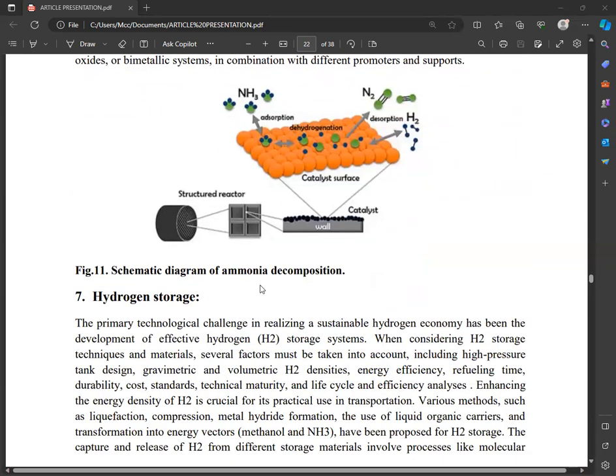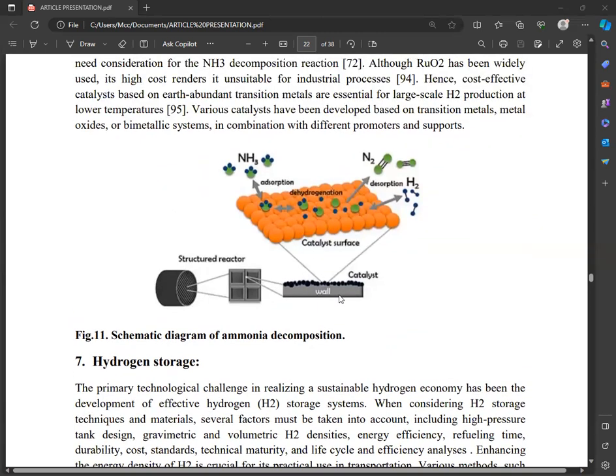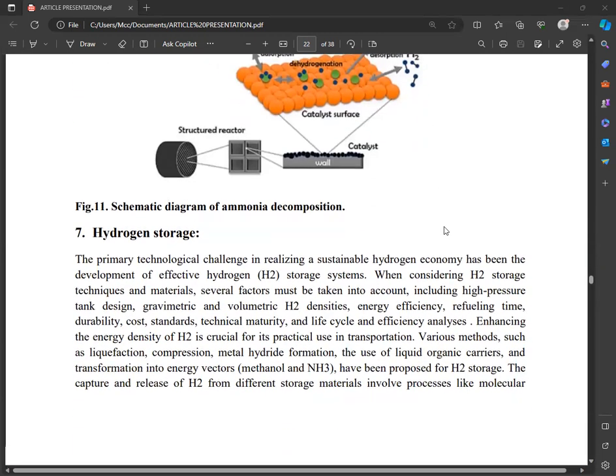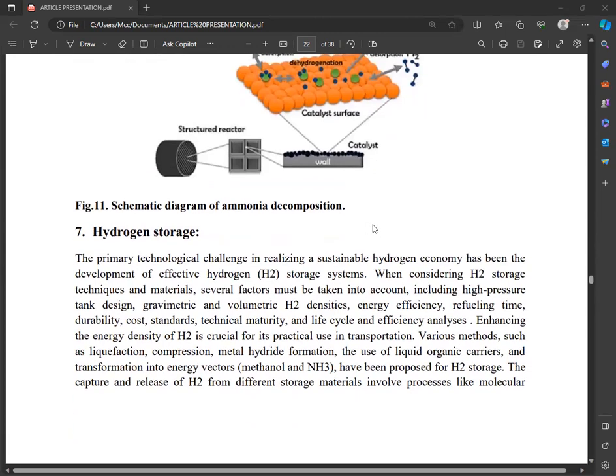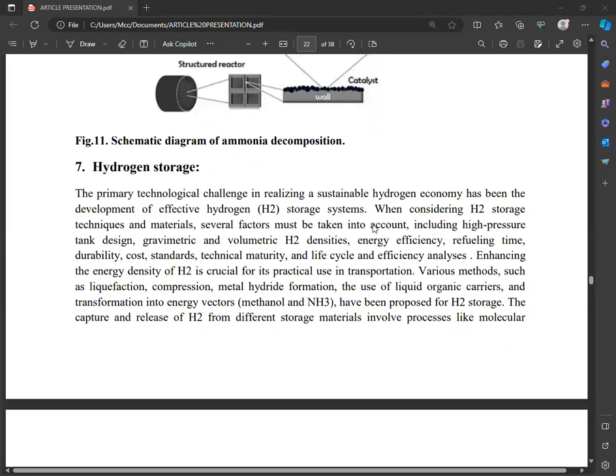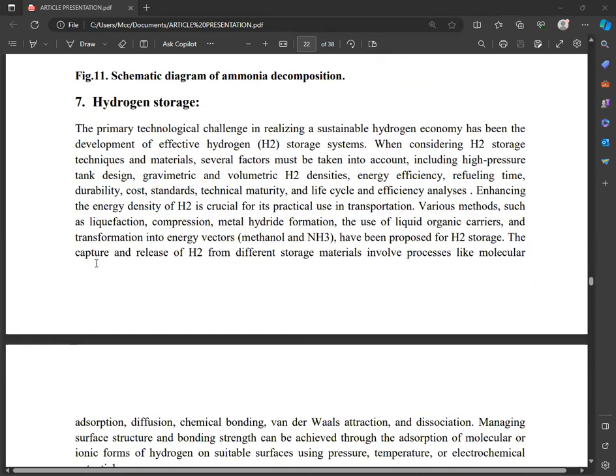This is a schematic diagram of ammonia decomposition. As we can see, on the catalyst surface, ammonia will first be adsorbed, the dehydrogenation process will occur, and nitrogen and hydrogen will be produced. And this hydrogen will be stored for further use. So this was all about how we can produce hydrogen from renewable resources. Now we will see how to store this produced hydrogen.